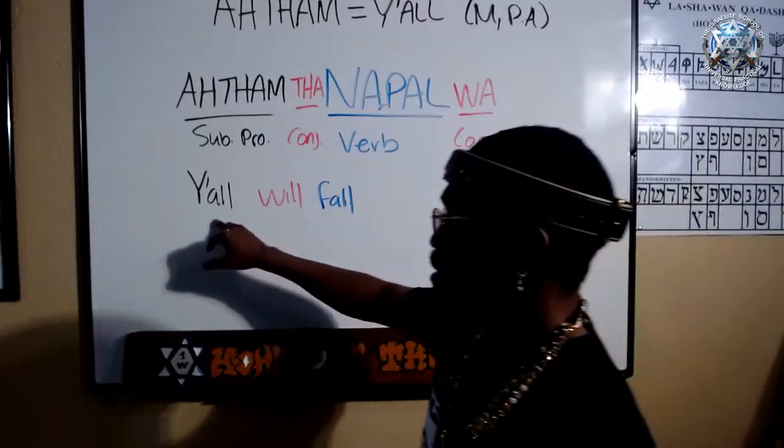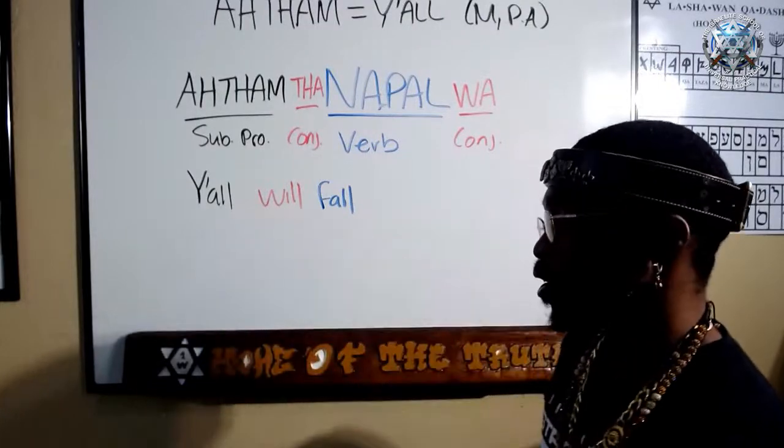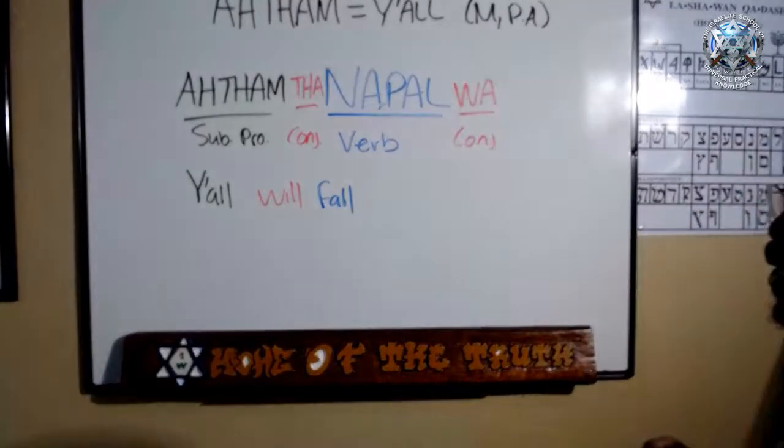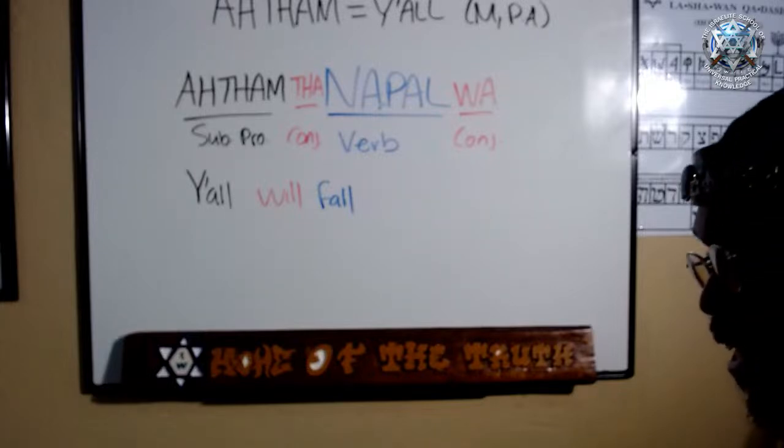Not for nothing, just the way I wrote it up here is exactly what you're saying. Y'all will fall. Understand that the Hebrew language is basically Ebonics. It's slang. When you speak Hebrew, the language is slang. We are people that naturally speak slang. This is why Amalek hates this language. This is why he changed it to Yiddish. He changed the Hebrew language to Yiddish because Hebrew is slang.